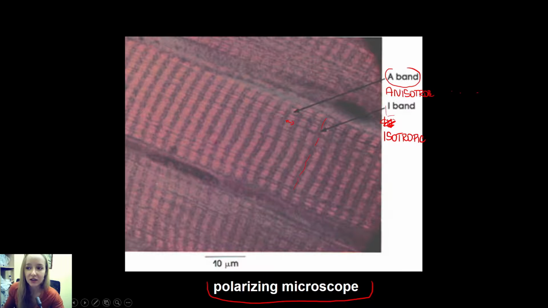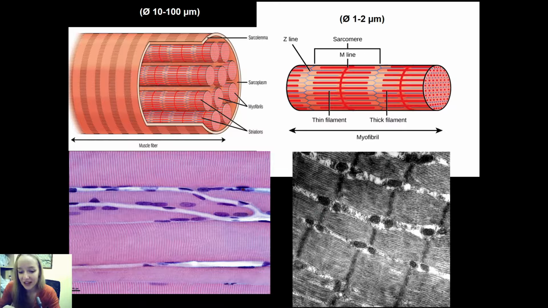And now you know why they are called I bands and A bands. It's because of the polarizing microscope: if they are shining, it's anisotropic, and if they are not shining, it's isotropic. So just remember the names of the bands come from the polarizing microscope. But really, we need to describe them in the light microscope. We don't have a polarizing microscope during our exam, so we need to describe them in light microscope and the basic structure.